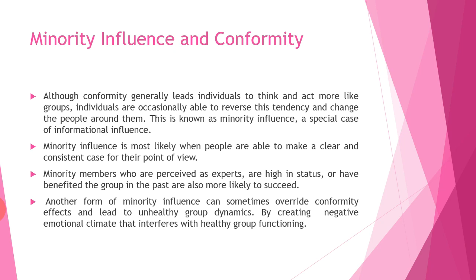Then comes minority influence and conformity. Although conformity generally leads individuals to think and act more like groups, individuals are occasionally able to reverse this tendency and change the people around them. This is known as minority influence. It is most likely when people are able to make a clear and consistent case for their point of view. I told you about the consistency of the minority group viewpoint before. Minority members who are perceived as experts, are high in status, or have benefited the group in the past are more likely to succeed. Another form of minority influence can sometimes override conformity effects and lead to unhealthy group dynamics also, by creating a negative emotional climate that interferes with healthy group functioning.